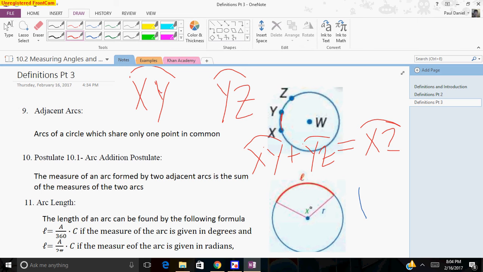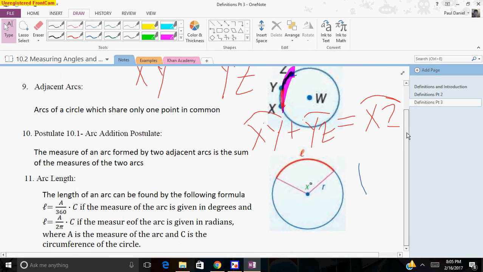It makes sense that if I add up that length to this length, that would make the whole distance from here to here. I mean, it makes sense, right, that if I take those two pieces and add them together, that I get the whole. Okay, so that's all that arc addition postulate is saying.